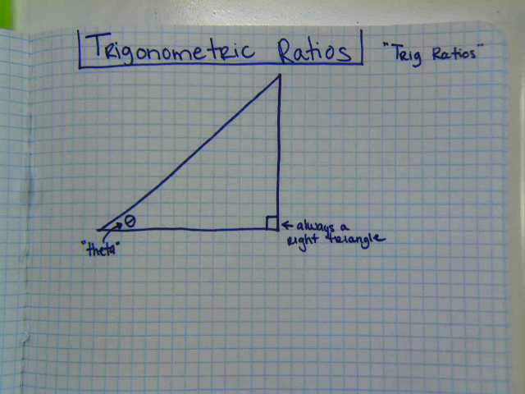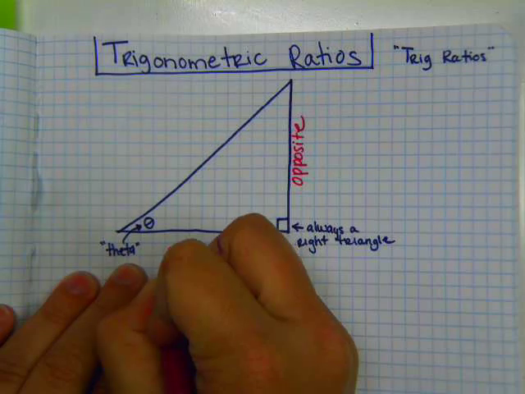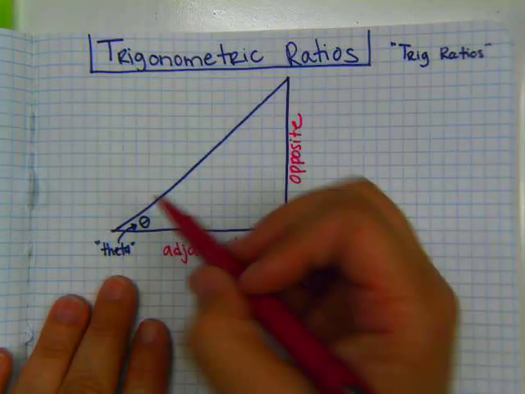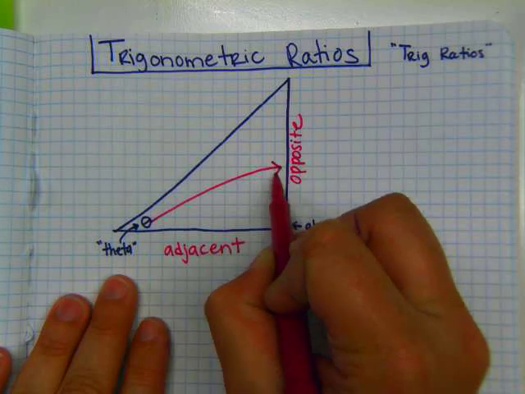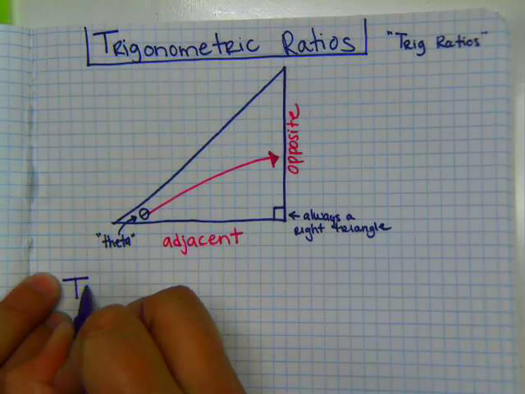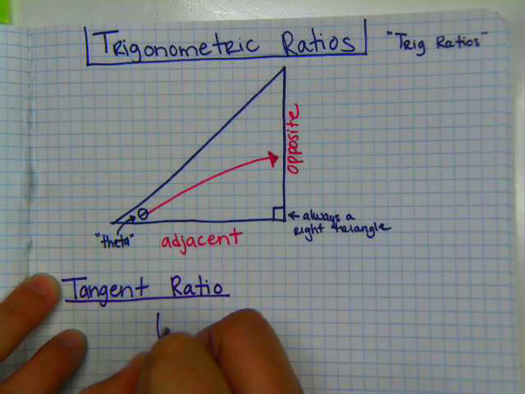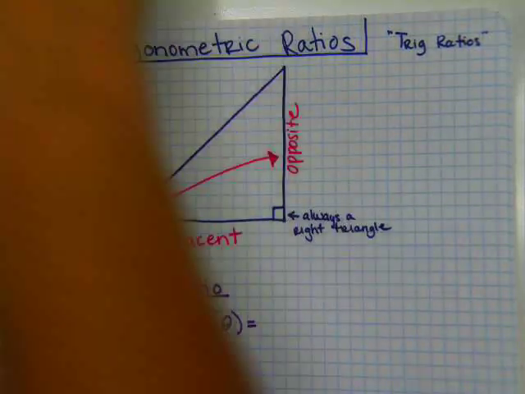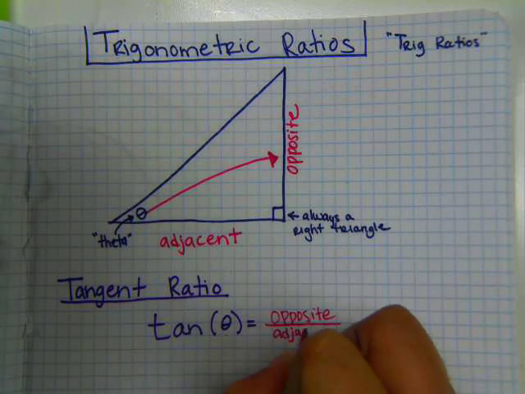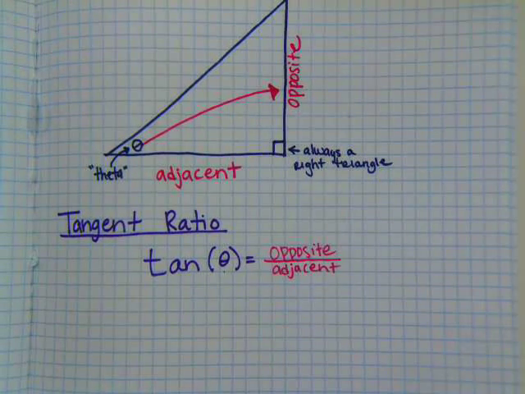Okay, so we've already talked about tangent, and we learned tangent as opposite over adjacent. Okay, we learned that one. It's opposite over adjacent. You can always tell it's opposite because if you're at theta, you're going to go across, so it's opposite. So let's write that one down. We're going to write down our tangent ratio, which we've already learned. That's going to be the tangent of theta equals opposite over adjacent. So that's the first one. The other two we haven't learned yet.